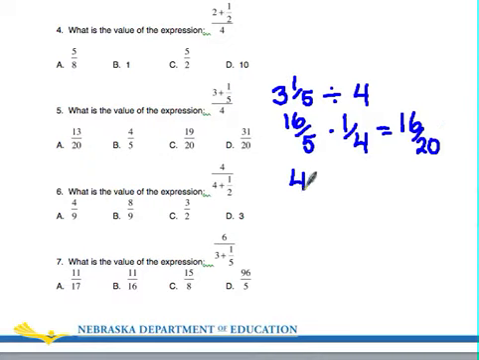In this case, 4 divided by 4 1/2. Oops, sorry, I didn't send it. There you go. 4 divided by 4 1/2.